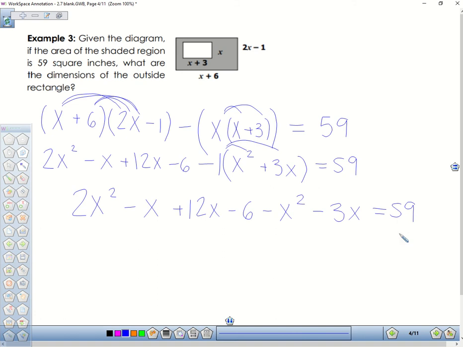And then this looks complicated, but all we have to do here is just combine like terms. So 2x squared minus x squared is just x squared. Negative x plus 12x is 11x. 11x minus 3x is 8x. Good. And then my only constant is -6, so I can't combine that with anything.